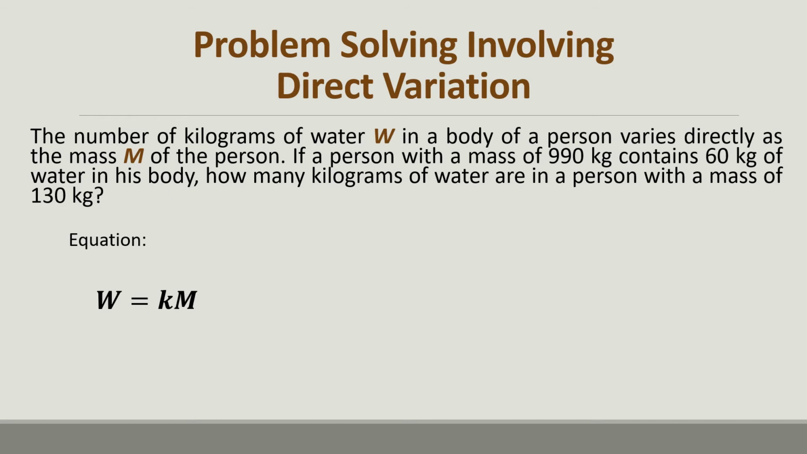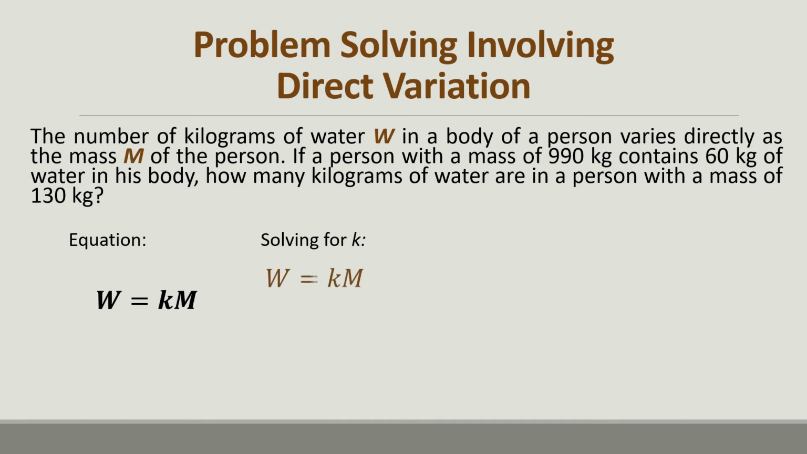I repeat, W is equal to K times M. Since it says there, W in a body of a person varies directly as the mass of the person, with K again as the constant of variation. Now that we have the equation, class, we can now proceed with solving for K.